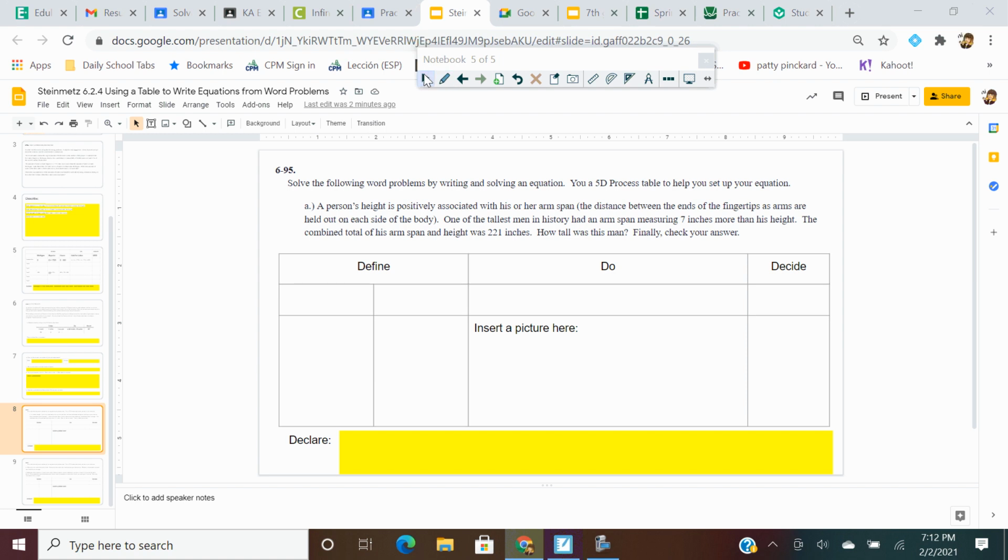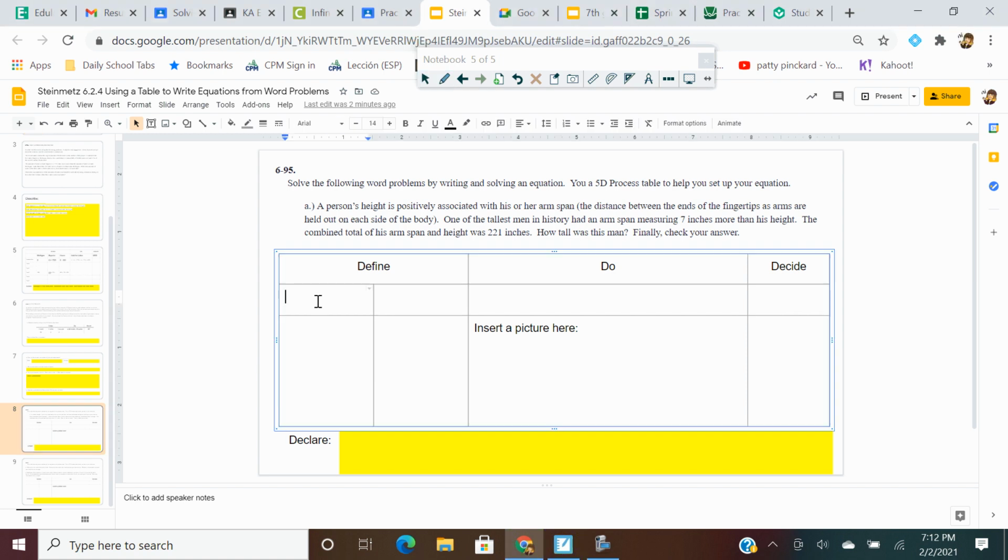Okay, so this next problem says, a person's height is positively associated with his or her arm span, the distance between the ends of the fingertips as arms are held out at either side of the body. One of the tallest men in history had an arm span measuring 7 inches more than his height. The combined total of his arm span and height was 221 inches. How tall was this man?